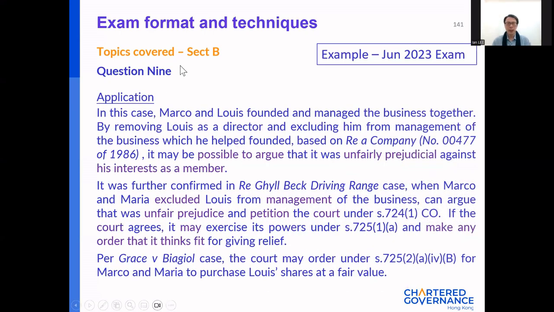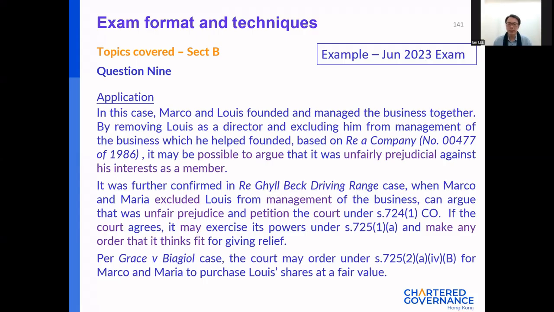So application. In this case, Marco and Louis founded and managed the business together. So by removing Louis as a director and excluding him from management of the business, which he helped found, based on the case, it may be possible to argue it was unfairly prejudicial against his interest as a member. It was also confirmed in this case that when Marco and Maria excluded Louis from management of the business, he can argue it was unfair prejudice and petition the court under 724(1). If the court agrees, it may exercise its powers under 725(1), making any order it thinks fit for giving relief.